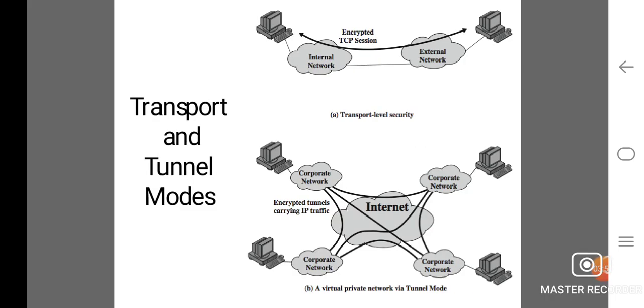And this is the typical diagram of the transport and tunnel modes. Diagram A represents transport level security, that is an encrypted TCP session between the internal network and the external network. And diagram B represents the virtual private network via tunnel mode. In this network, there are 4 corporate networks connected with each other over the internet, and here there are encrypted tunnels carrying the IP traffic. So this is the typical diagram of the transport and tunnel modes.